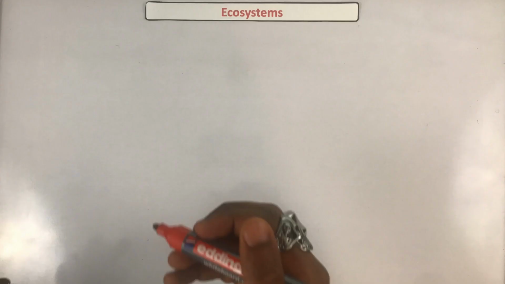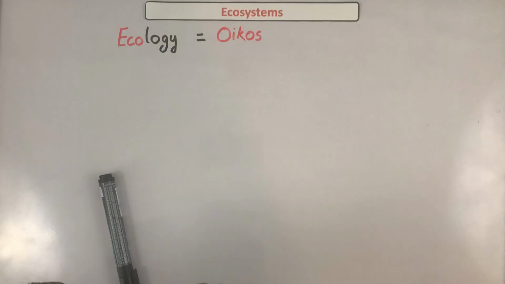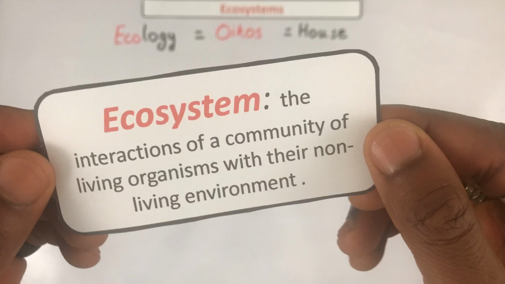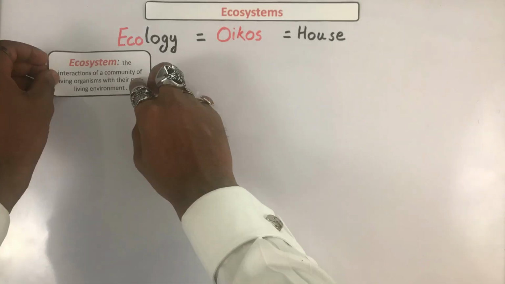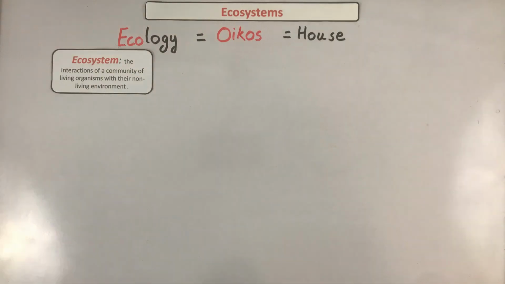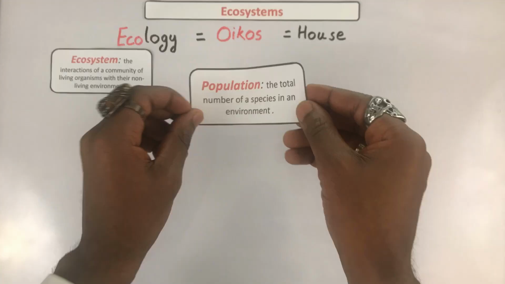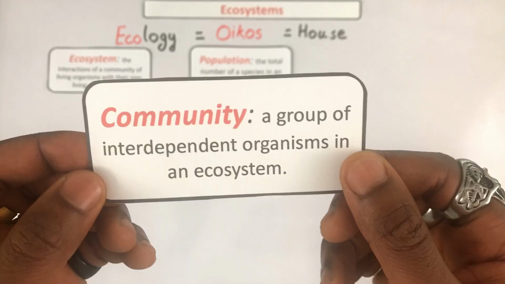The eco part of ecology comes from the Greek word oikos, which means house. Hopefully that helps you remember this long definition. Ecosystem is the interactions of a community of living organisms with their non-living environment. So we're looking at where they live and how they interact with their environment. Let's run through some of these key definitions. A population is the total number of a species in an environment. A community is the group of interdependent organisms in an ecosystem.